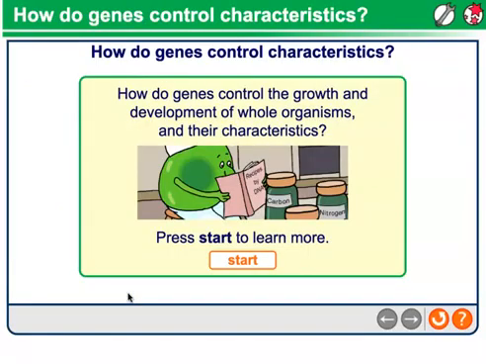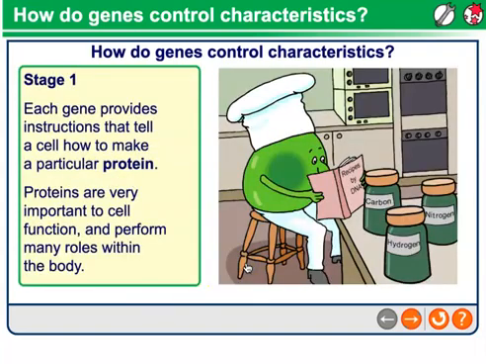So how do genes control characteristics? How do genes control the growth and development of whole organisms and their characteristics? Stage number 1. Each gene provides instructions that tell a cell how to make a particular protein. Proteins are the very important structure inside of the cell and allow the cell to function. They perform many roles within the body.